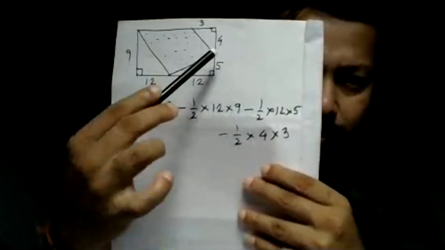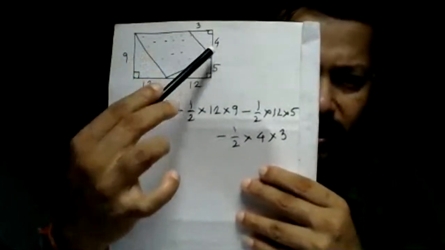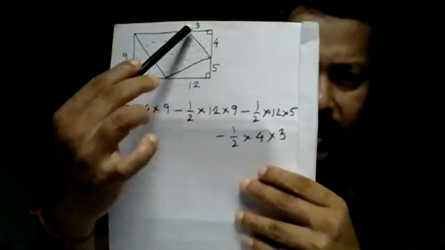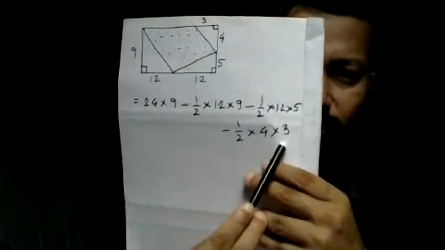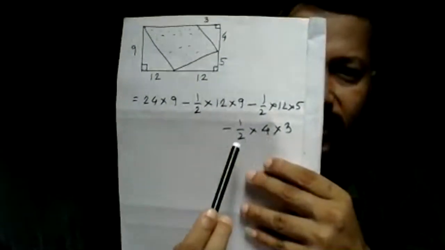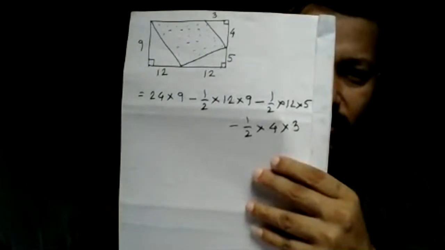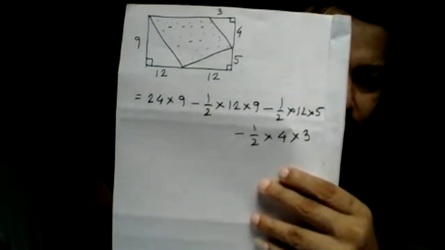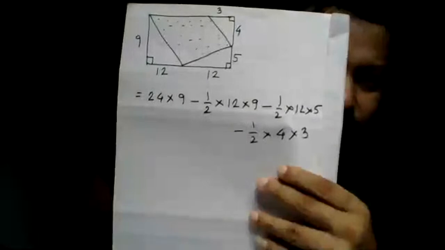Half into base into height. What is the base? Base is 4, and height is 3. Half into base into height, half into 4 into 3. This is the formula. All of you try to understand this.